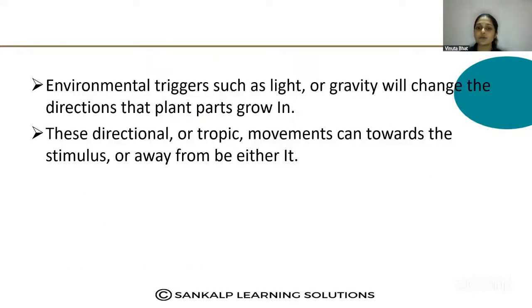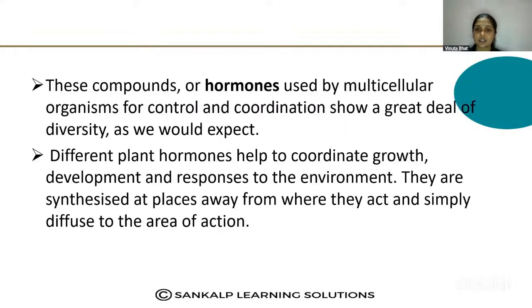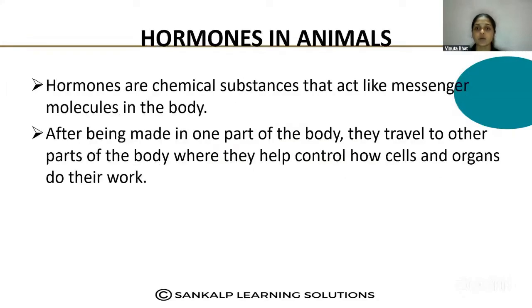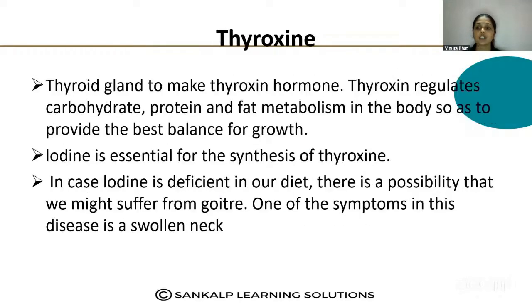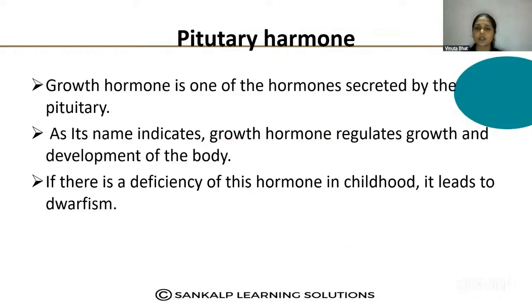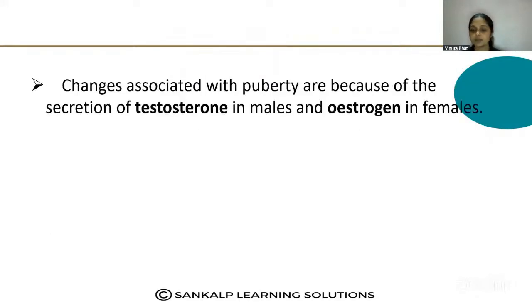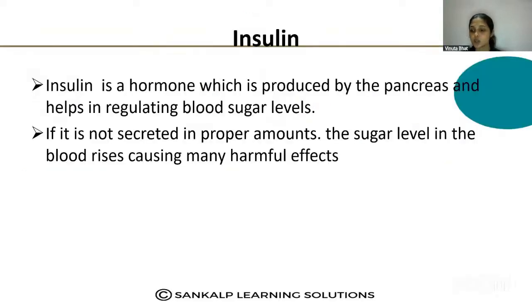These are some important points that we studied in this topic. If you have any doubts, you can ask. So this completes the chapter, control and coordination, the second chapter in biology. In the first semester, life processes is the first chapter, and control and coordination is the second chapter.